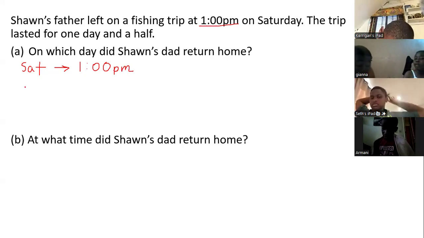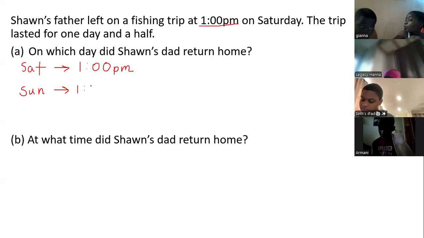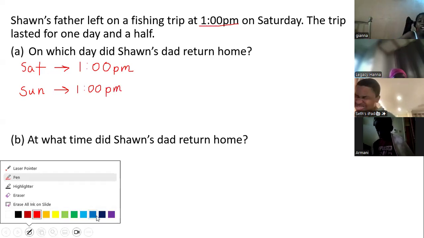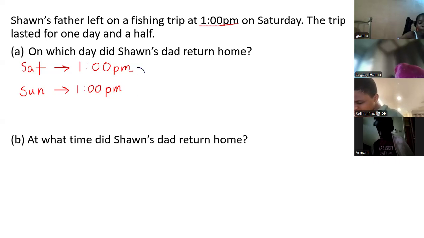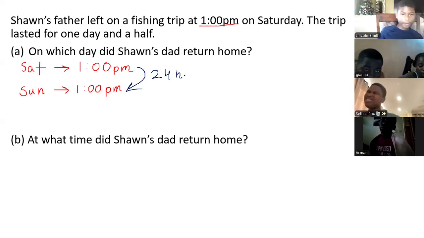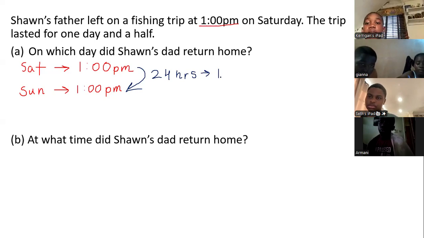We know that on Sunday at 1 p.m., that's what? So from Saturday 1 p.m. to Sunday 1 p.m., that is what? How many hours has passed? 1 day and a half. No, that's only 24 hours. 1 day. Just 1 day. 1 day has happened. All right.